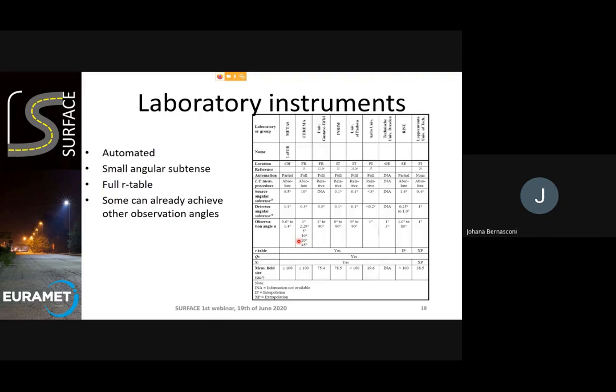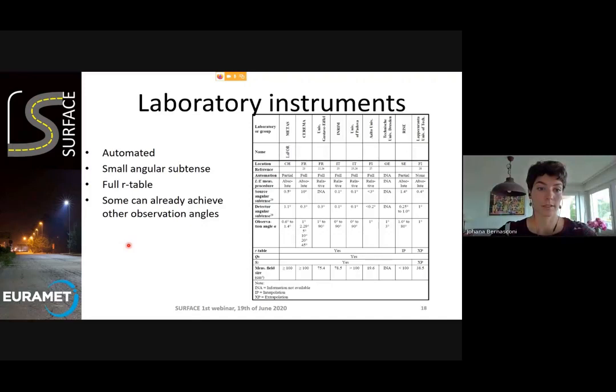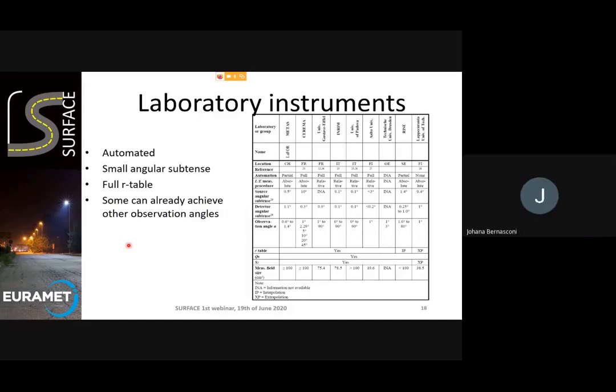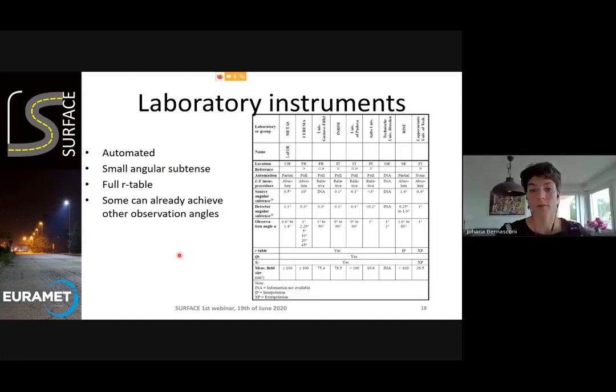And if we look a bit at the details of what they do, as I said, they are often automated. They measure the full R table, so that's why it's important that they are automated. They need to have a small angular acceptance of the source and of the detection, as I mentioned before, because of the critical angles that are very close to each other. And it is also interesting to note that some of them are already capable of achieving other observation angles.